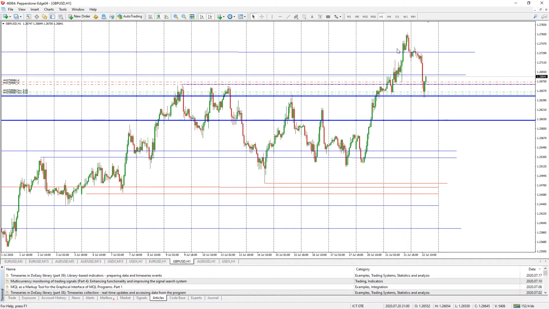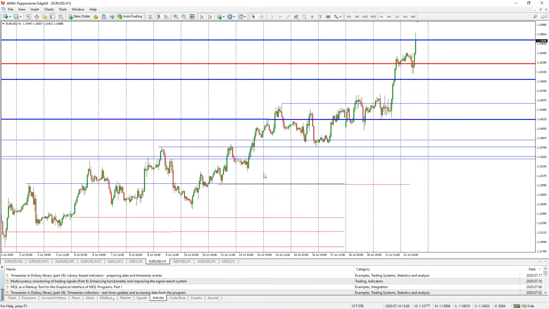The pound, yesterday a big day, today a little bit of a retracement. You see I actually had a trade here, which I'll go through in a little while. And the euro actually has a nice move. Let's take a look at the euro, right?